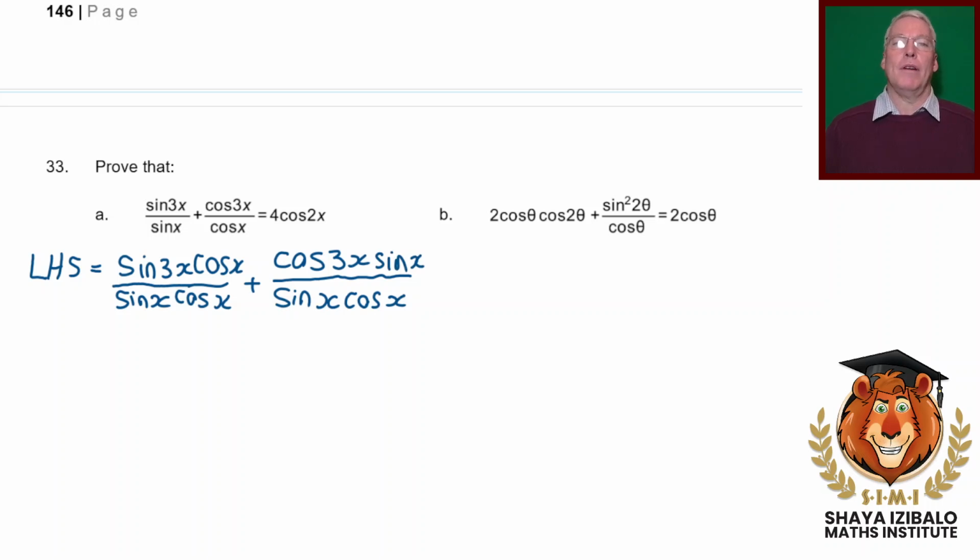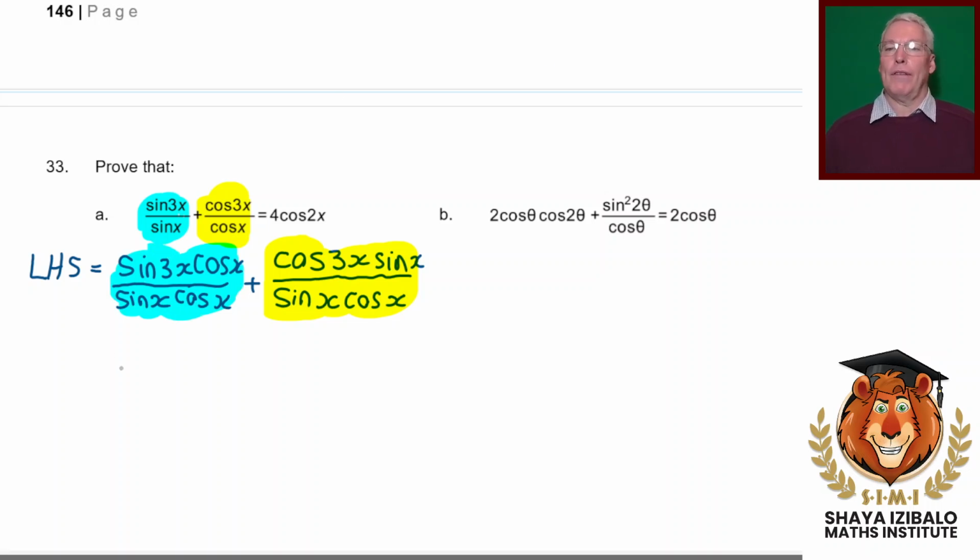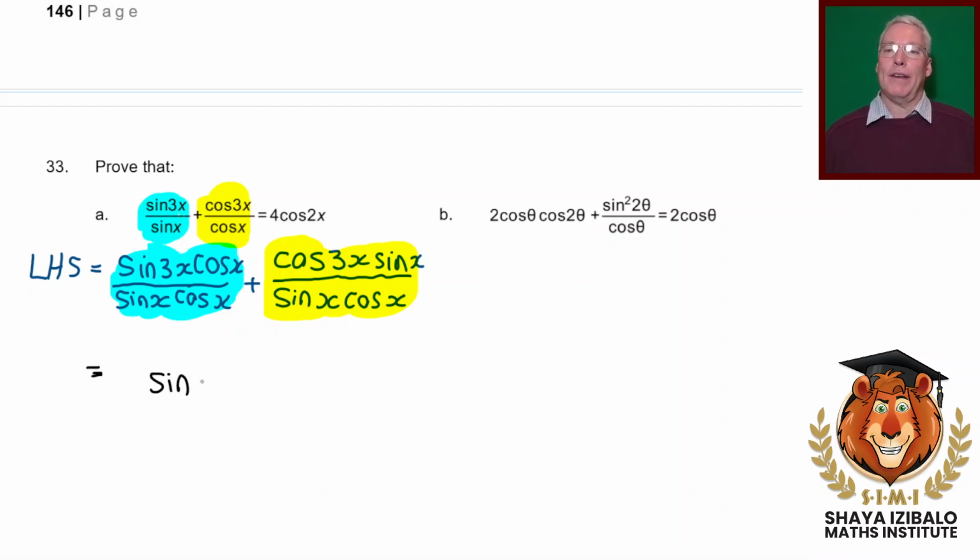Now they have the same denominators. So just to emphasize what we've done here, there's that fraction there. This here is this fraction over here, but we've got them with the same denominators. Now we're going to add those two fractions, and our denominator is obviously going to be sine x cos x. And even as I write down sine x cos x, I'm thinking, I know some stuff about sine x cos x. It looks like something, but let's just wait and see what happens on the top here. On the top, we get sine 3x cos x plus cos 3x sine x.